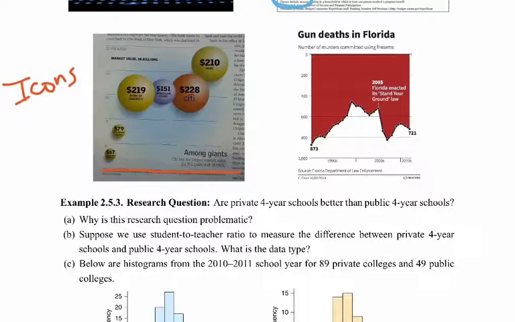This last picture looks at gun deaths in Florida. And this is kind of a strange looking graph. They're talking about the Stand Your Ground law that was passed in 2005. So they highlight that right here.